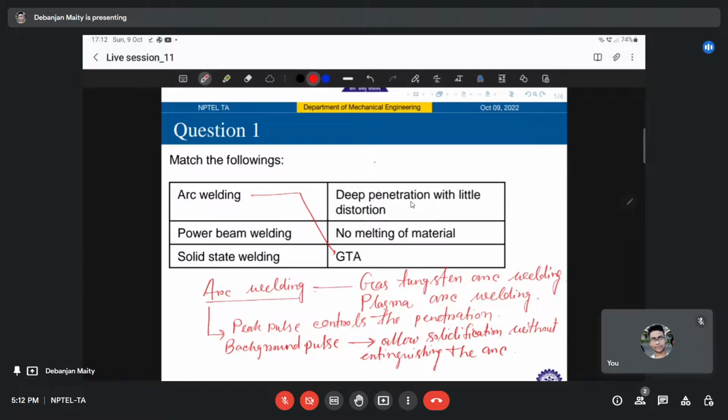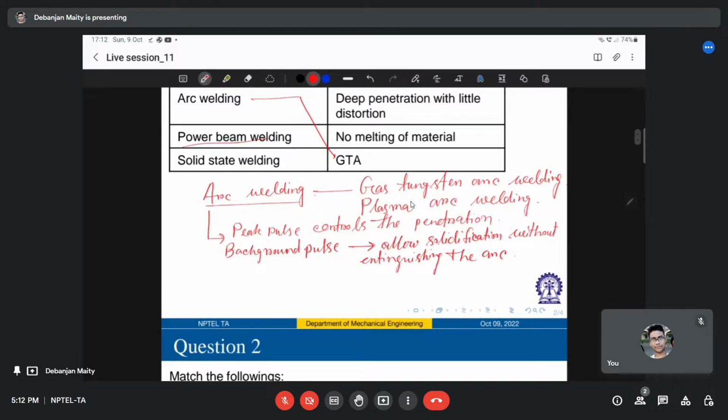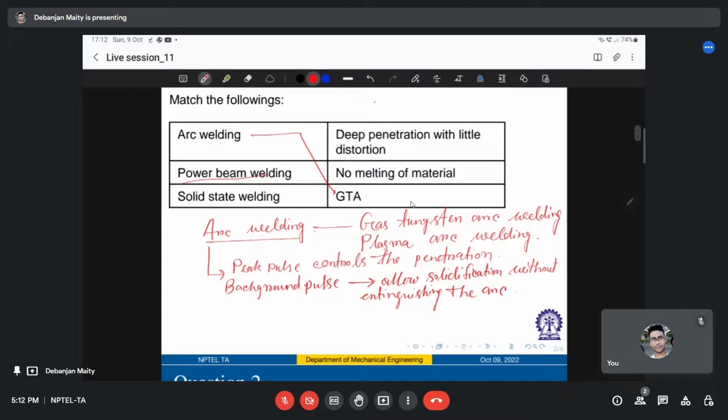Now, what happens in power beam welding? Basically, there is very fine control over power and positioning of the power beam. So they are very precise and accurate in nature.